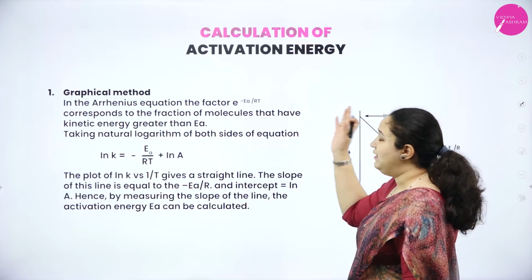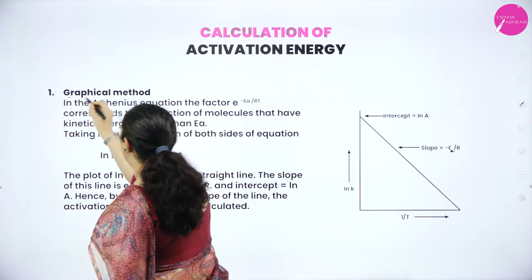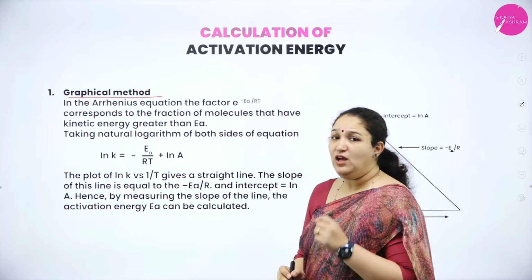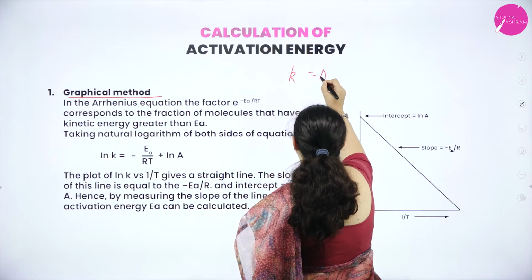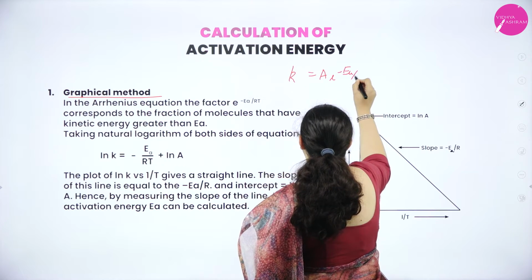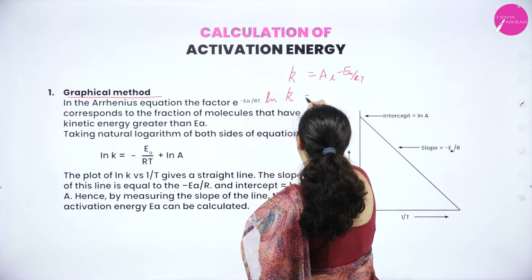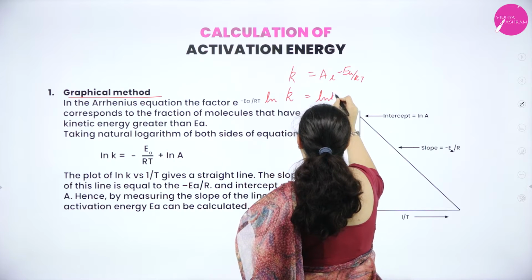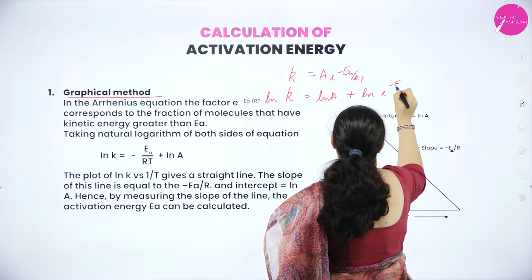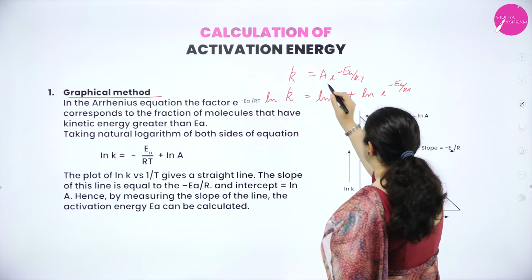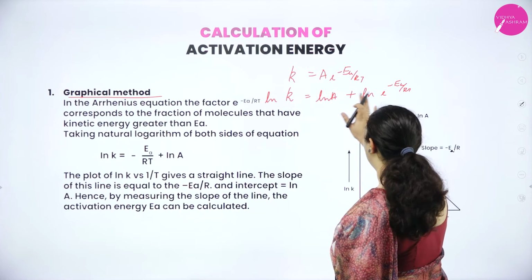Okay. Next we have calculation of activation energy. First method is the graphical method. We know the Arrhenius equation is K is equal to A e to the power minus EA by RT. Now if natural logarithm is applied to this, you will get ln K is equal to ln A plus ln e to the power minus EA by RT. Why plus? Because log of A into B is log A plus log B. So I have written log A plus log B.